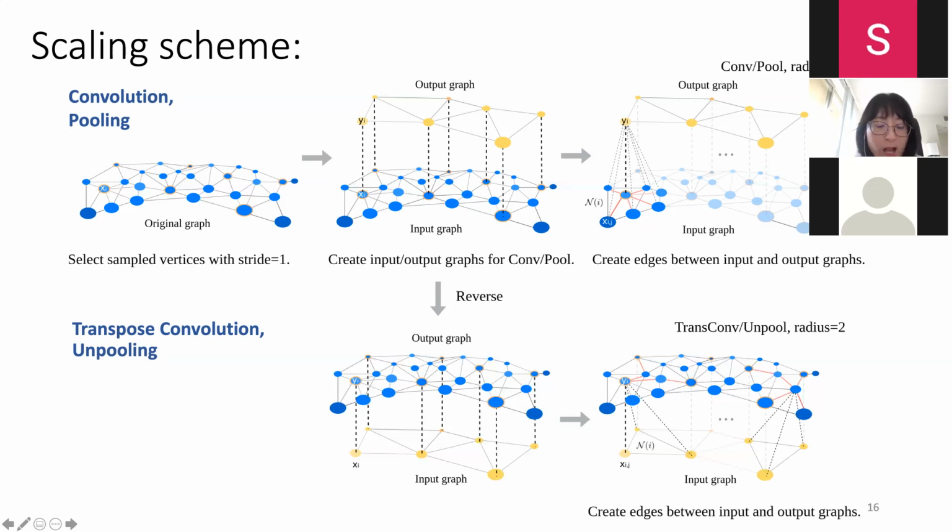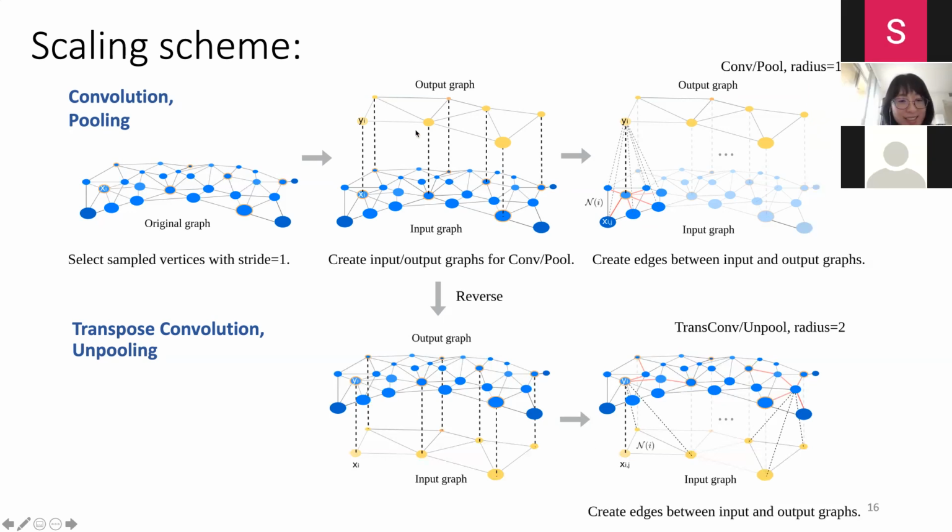And the unpooling operation has the same number of input vertices as the output vertices in its dual operation in the pooling layer, but it can have a different radius from its dual operation. So that we can define convolution layer, pooling layer, transpose convolution layer, and unpooling layers with arbitrary stride size and radius size.